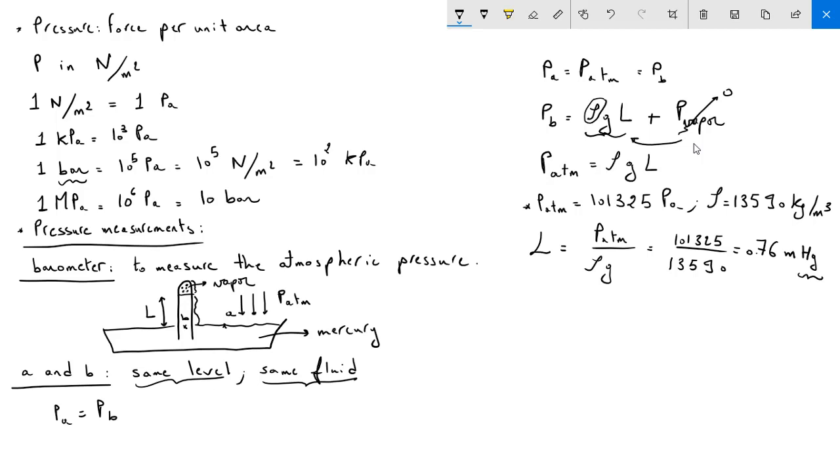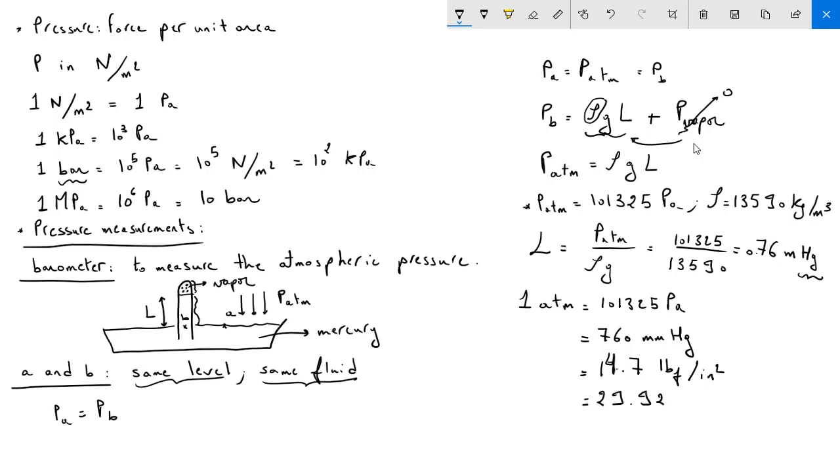We refer to mercury as Hg. So this is also a unit for the atmospheric pressure. So we can say that 1 atmosphere is equal to 101,325 Pascal and is equal to 760 millimeter Hg. In English units, it is equal to 14.7 pound force per inch square, and in Hg, it will be equal to 29.92 inch Hg. So here we have shown how, using the barometer, we can measure the atmospheric pressure.